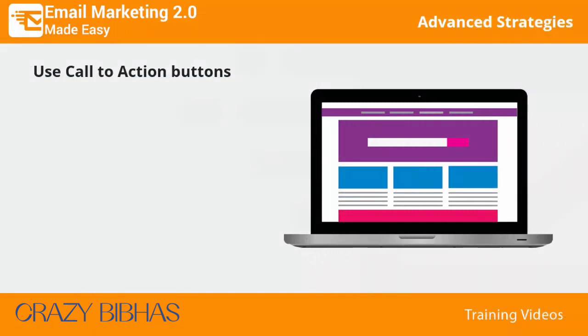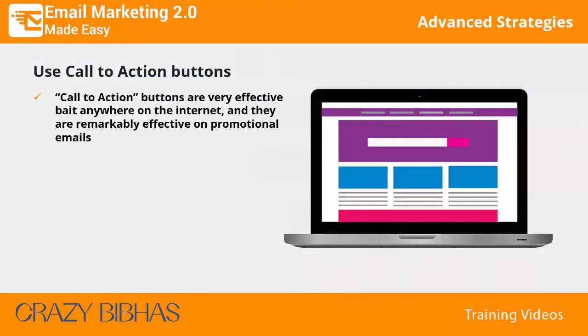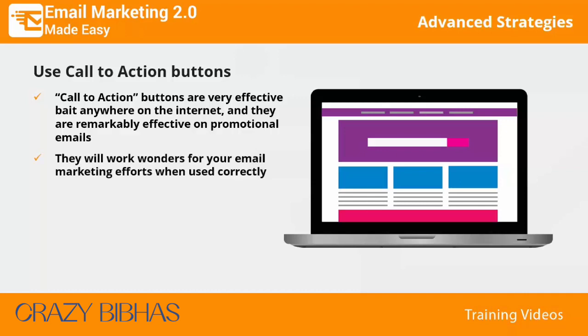Use call-to-action buttons. Call-to-action buttons are very effective bait anywhere on the internet, and they are remarkably effective on promotional emails. Call-to-action buttons are designed to incite people to take action, and they vary on their uses, such as Go to Page or Buy Now. They will work wonders for your email marketing efforts when used correctly. One unbreakable rule when using CTA buttons on emails is that you can only include one CTA button per email to avoid the spam folder.